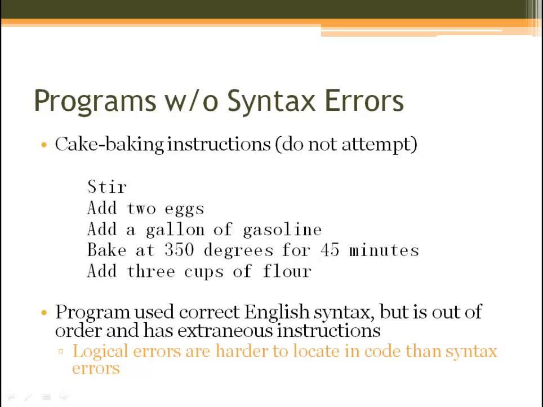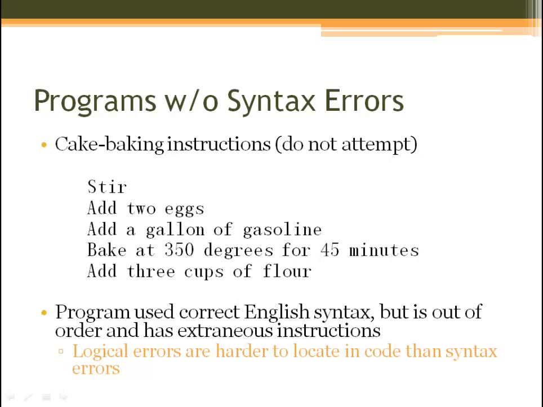So looking at the cake baking scenario again, but without the syntax errors, we have stir, add 2 eggs, add a gallon of gasoline, bake at 350 degrees for 45 minutes, add 3 cups of flour. Looking at this recipe, we can tell that everything has been fixed in terms of spelling. However, it has an extraneous instruction, and this extraneous instruction is what we would call a logical error.